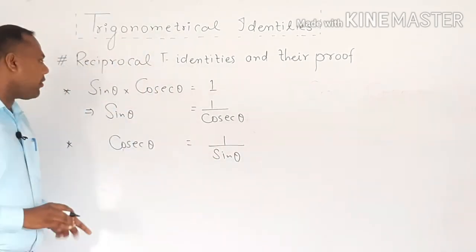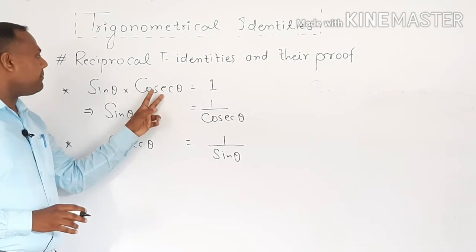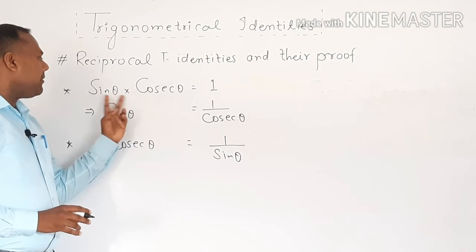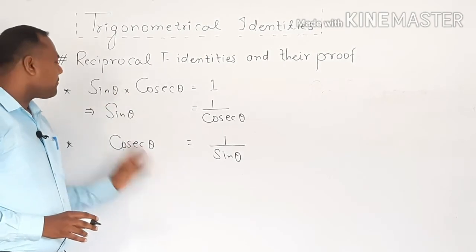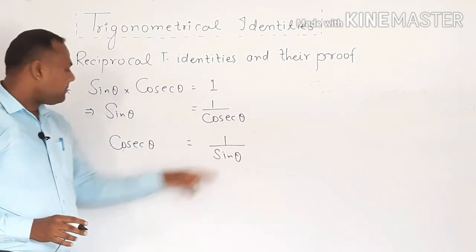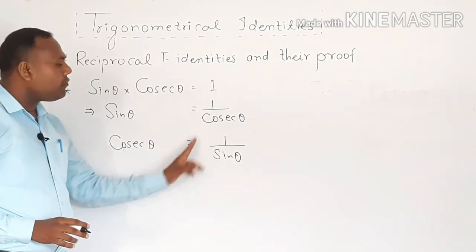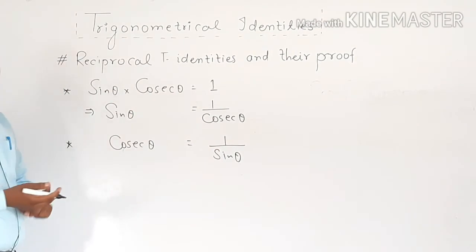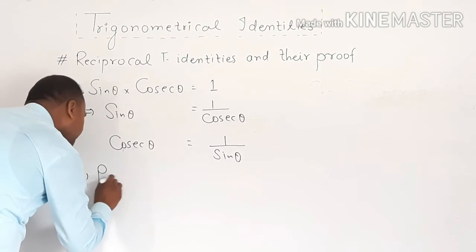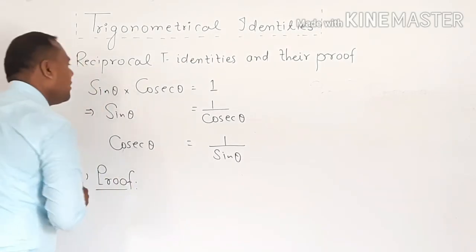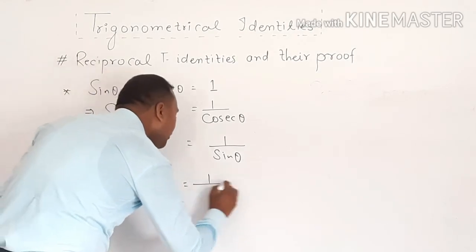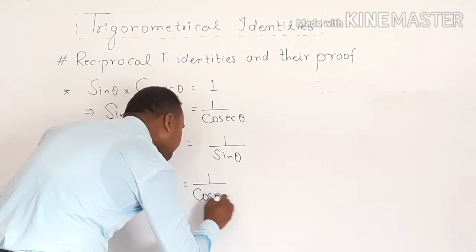How can we say that? Because sine theta into cosec theta, these trigonometrical functions are in multiplication form. That's why we can say that sine of theta will be equal to 1 upon cosec theta and cosec theta will be equal to 1 upon sine theta. But how can we prove it? Now the first proof is: if we take sine of theta will be equal to 1 upon cosec of theta.